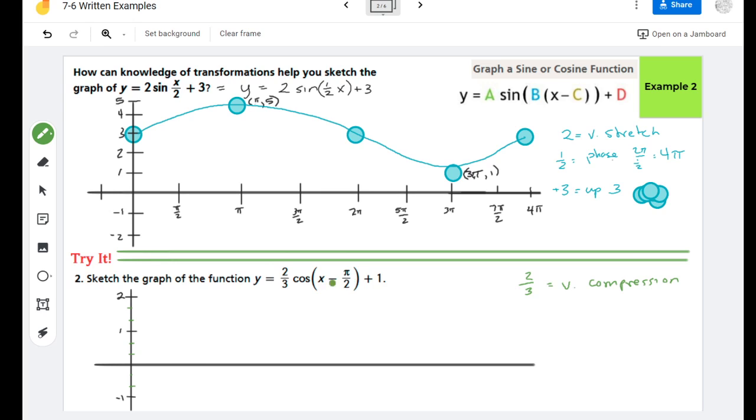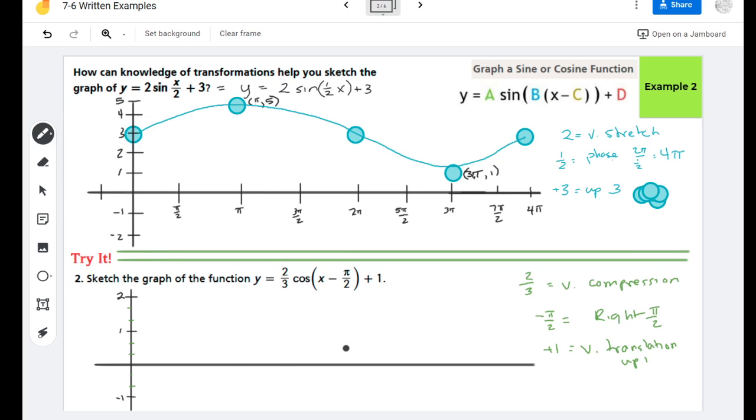Now this equation's already written in this form. There's just no b value. Our b is 1. Now this minus pi over 2, that's a horizontal translation, sorry, a phase shift. And because it says minus, it's going to go to the right pi over 2 units. And that +1 is a vertical translation. It's going to go up 1. Okay? So that's kind of the name of the game here.